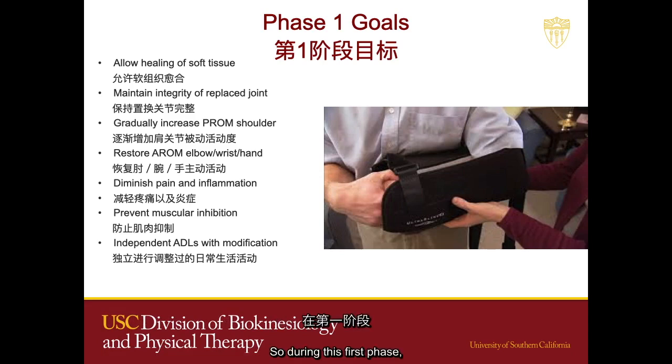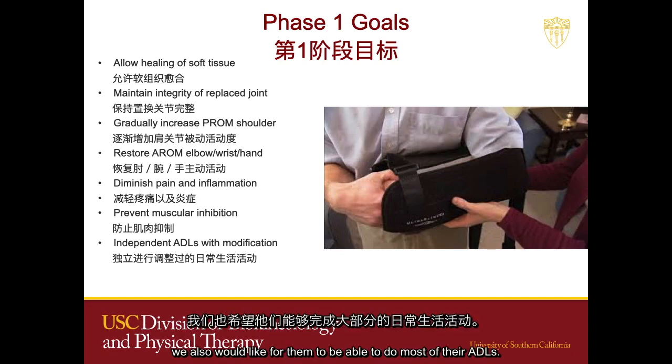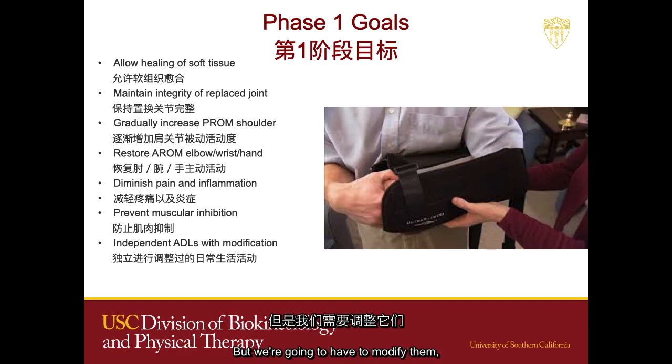So during this first phase, we also would like for them to be able to do most of their ADLs, but we're going to have to modify them. So you have to have a conversation with your patient about that.